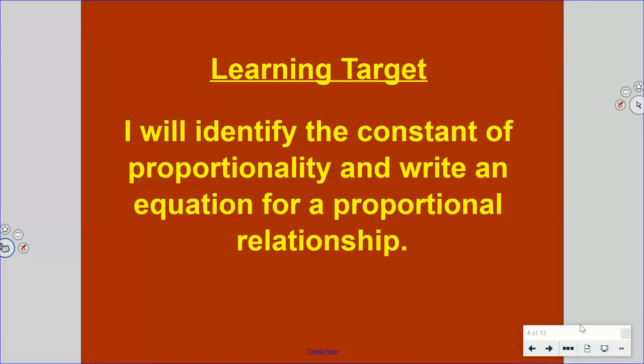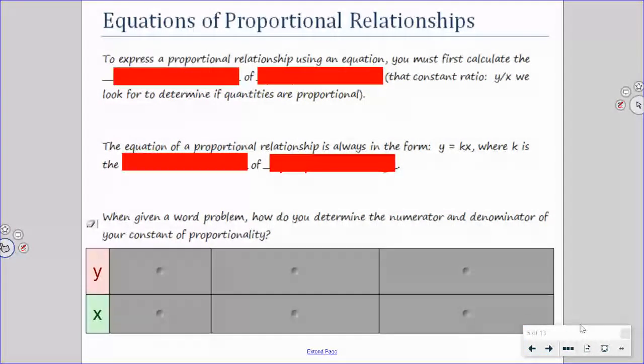All right, so again, let's focus a little more intently on our learning target. We're going to identify the constant of proportionality first, look for that constant change, and then write an equation for a proportional relationship. Now, you do have notes available, so go ahead and fill these notes out as we're talking about this. To express a proportional relationship using an equation, you must first calculate, find, or identify the constant of proportionality.